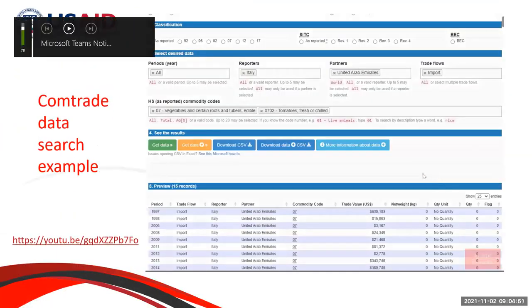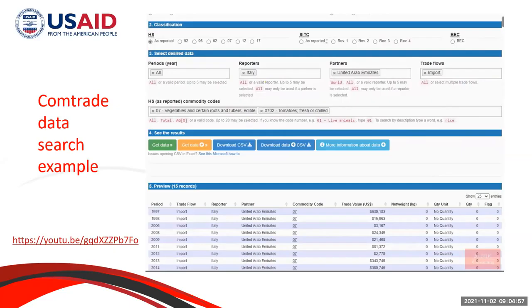Another example on Comtrade. We're going to work with classification. We're going to work all years. Here we're looking at competition. So we want to find out who is shipping product, in this case vegetables and tomatoes. I'm going to interrupt the video here real quickly, but we're looking at competition. We want to find out, is Italy a competitor on fresh tomatoes? So where are they shipping to? If I know where they're shipping, I know where I should be able to ship and be competitive. So that's what we're doing here: drilling down and looking at what the competition is shipping into the United Arab Emirates.